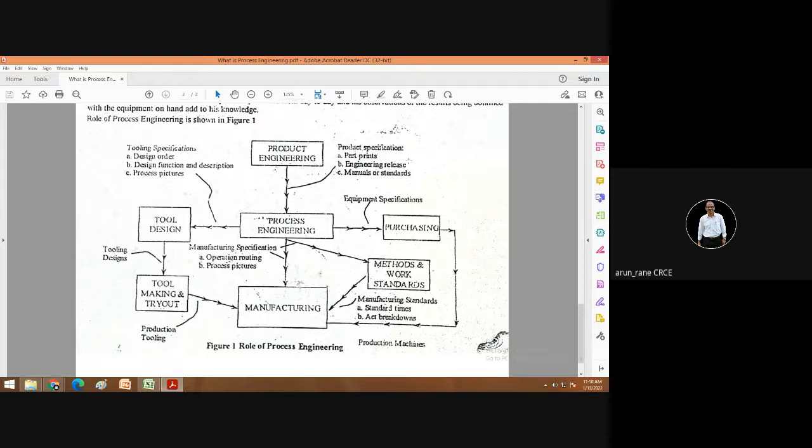EN standard. EN stands for emergency number. EN1, EN2, EN3, EN8, EN9. EN8 is the most commonly used general purpose material, and it is equivalent to MS, mild steel. That's a British standard. So all these are various standards which the product engineer has to make available.